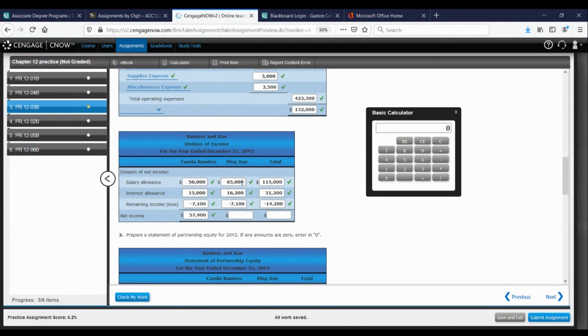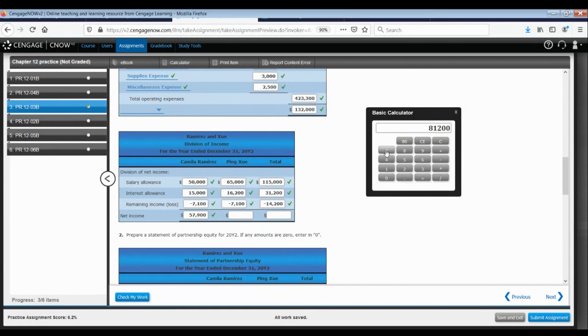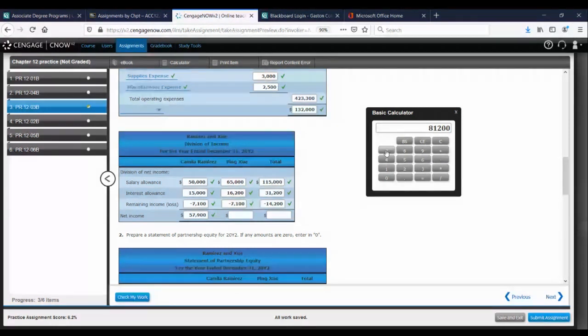For you, we're going to do the same thing. We're going to combine everything in the column together. The salary allowance for you was 65,000 plus the interest allowance of 16,200 minus the division of the remaining income, and that will leave you with Ping's net income that they're going to share at 74,100.